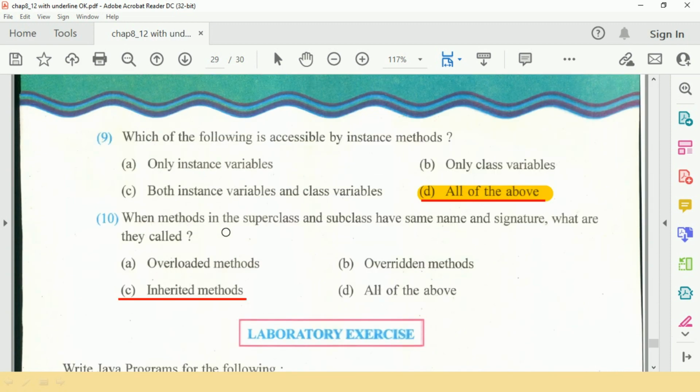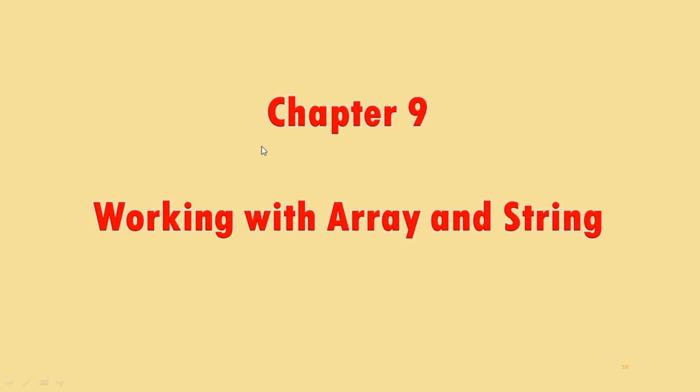And last question, question number 10 is when the method in the superclass and the subclass have same name and signature, what are they called? They call inherited methods. Right, so this is the end of chapter number 8. Chapter number 9, working with array and string.